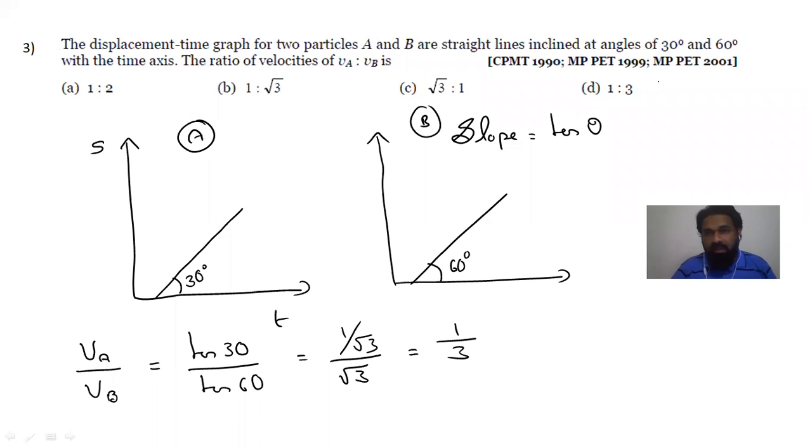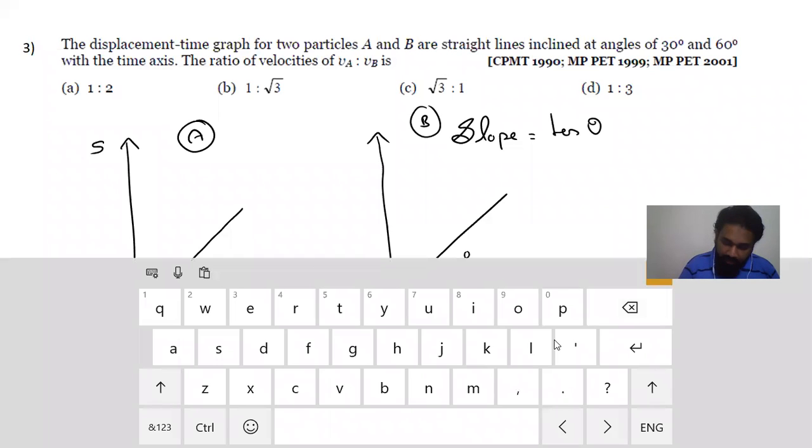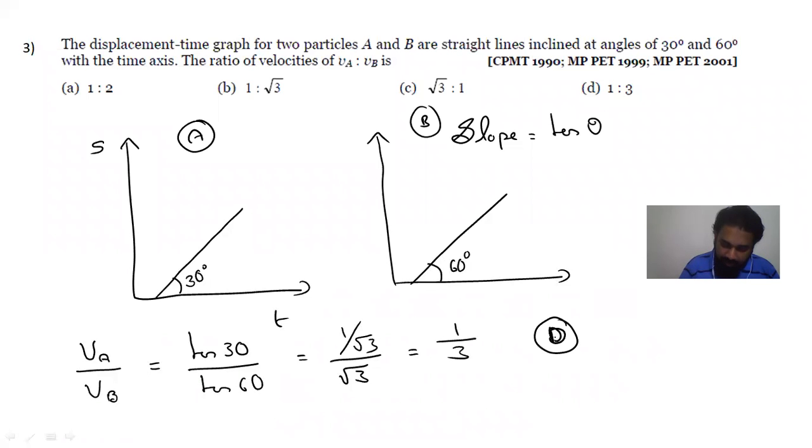Someone is commenting. Let us see. Option D. Fine, correct answer. So option D is the correct answer. All of you understood, children? Any doubt in this question? For a position time graph or distance time graph or displacement time graph, slope is nothing but velocity. Always remember this. Slope with respect to the time axis. So this is S, this is T. Remember this. Any doubt, anyone? Shall I move to the next problem?